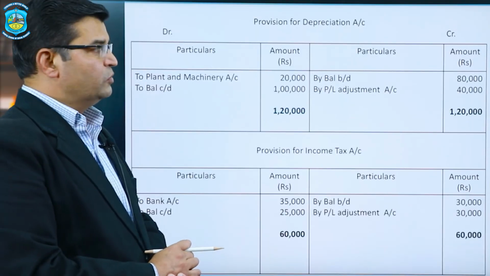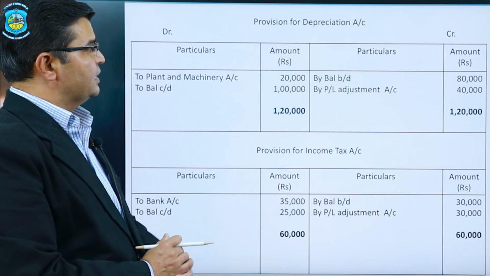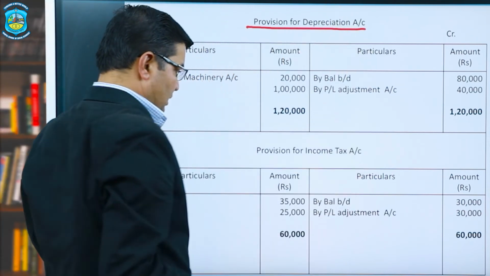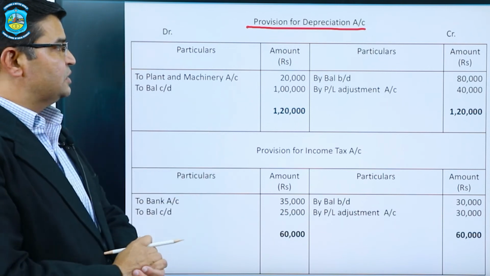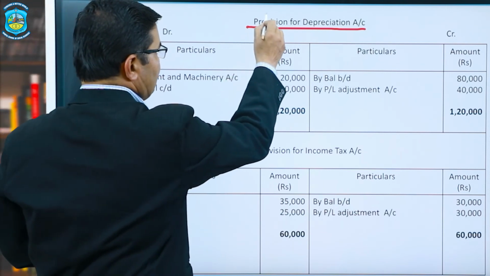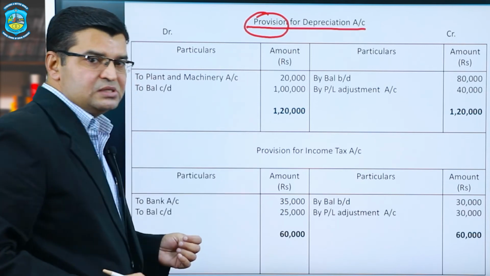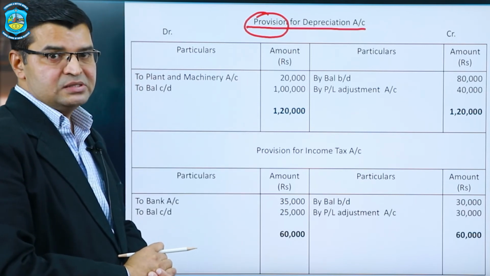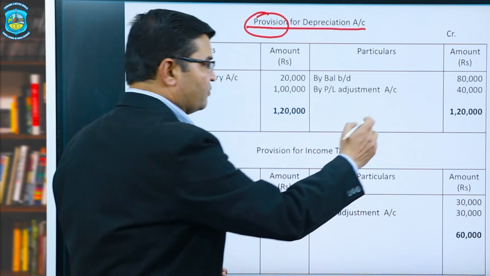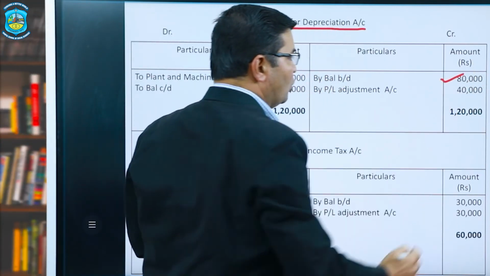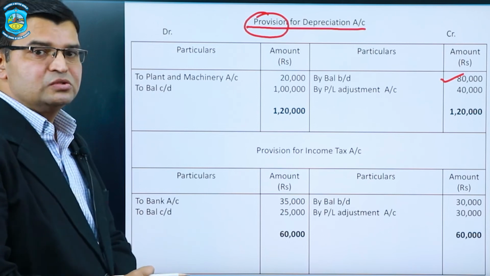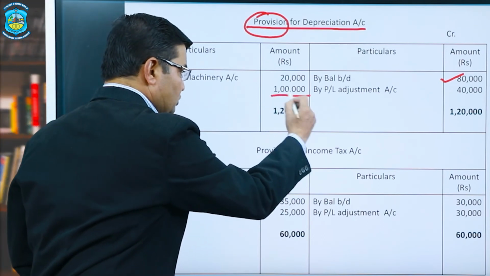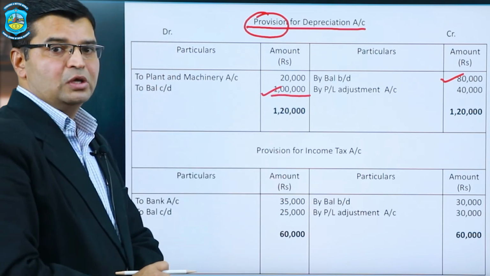Now students, we'll understand one more account, that is provision for depreciation account. All types of provisions are called liabilities for the business, and all of you know all liabilities must have only credit balances. Therefore, we'll start from this credit side. So opening balance worth rupees 80,000 has already been given in the question, and this closing balance worth rupees 1 lakh is also given in the question.